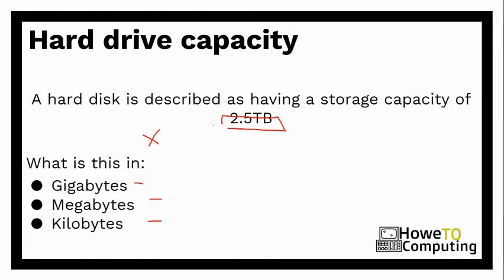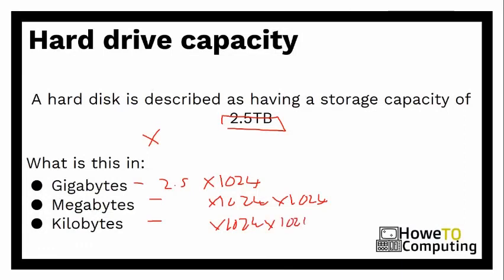Okay, so the first one you should have got, for 2.5 terabytes, should be times by 1024. The next one should be times by 1024 times by 1024. And then the next one should be 1024 times 1024 times 1024, because we're going the opposite way, we're increasing the number rather than decreasing as we were looking at before.